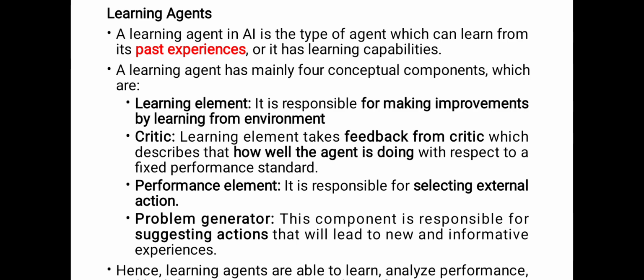Learning agents are ones which can learn from their past experiences, or have learning capabilities. An AI agent has mainly four conceptual components, which are learning element, critic, performance element and problem generator. Learning element is responsible for making improvements by learning from the environment. It takes the feedback from the critic, which describes how well the agent is doing with respect to a fixed performance standard. The performance element is responsible for selecting external action. Problem generator is responsible for suggesting actions that will lead to new and informative experiences. So hence learning agents are able to learn, analyze performance and improve their performance.